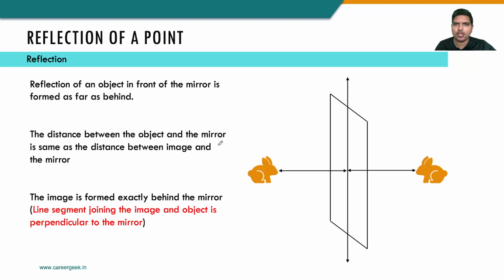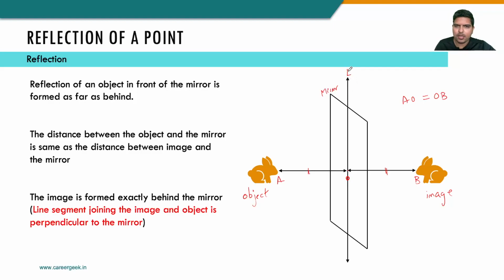as far behind. So this is one of the properties. Let's say if this is the object and if this is the mirror, where will the image form? The image will form as far behind the mirror. That's what the second statement is saying: the distance between object and mirror is the same. Let's say if this is point O and this is at point B, the distance of AO is equal to the distance of OB.